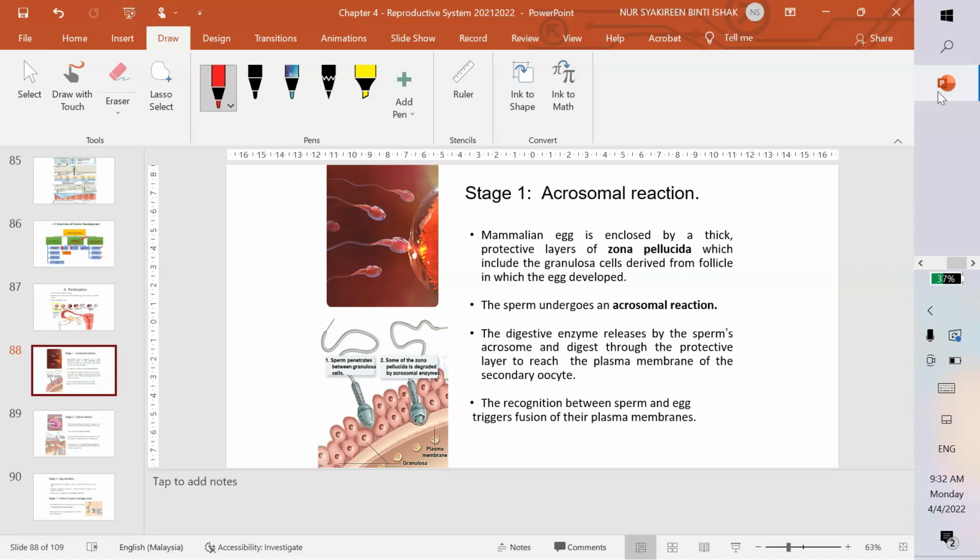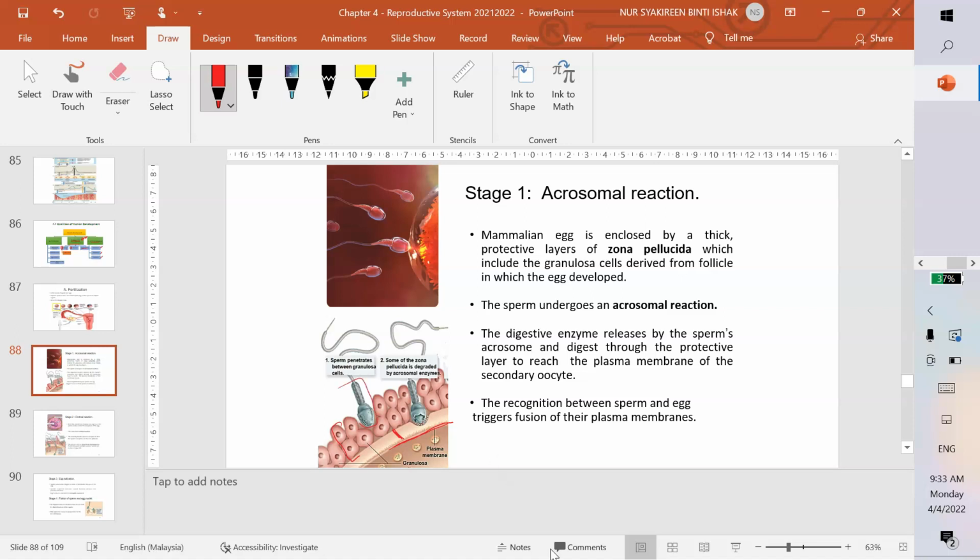Ini awak kena fahamkan untuk awak fahamkan proses fertilization. Okay, fertilization. So the secondary oocyte has several protective layers. The outside layer yang tadi lah follicular cell ataupun granulosa cell. Okay, granulosa cell, follicular cell or follicle cells. Bawah dia kita ada zona lucida. Bawah zona lucida baru akan ada cell membrane of secondary oocyte.